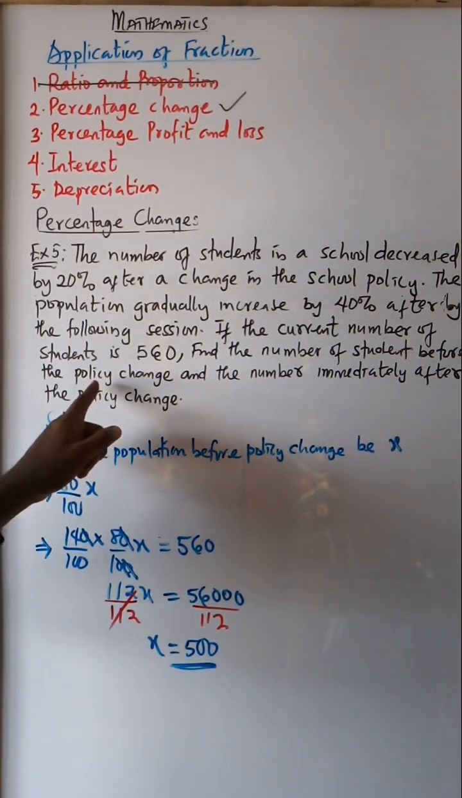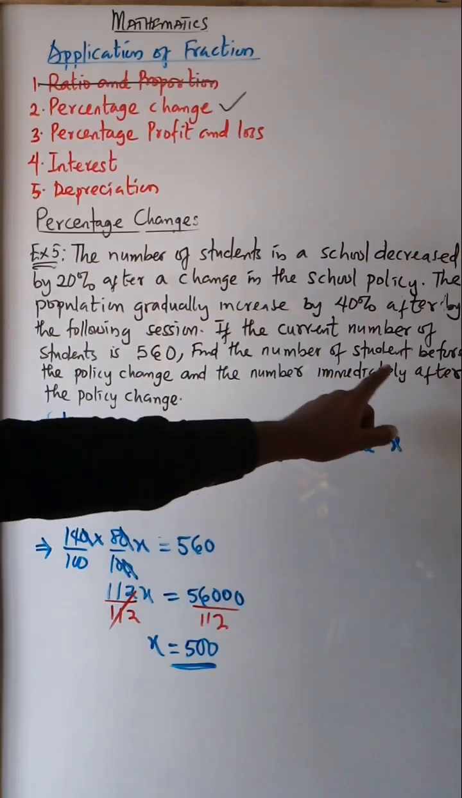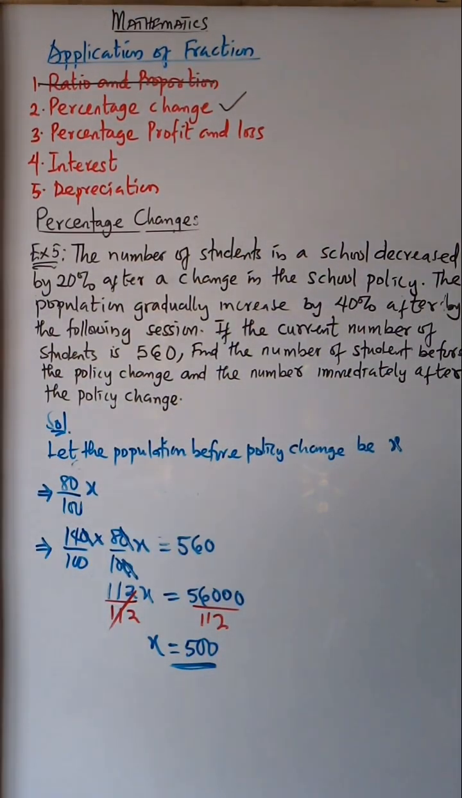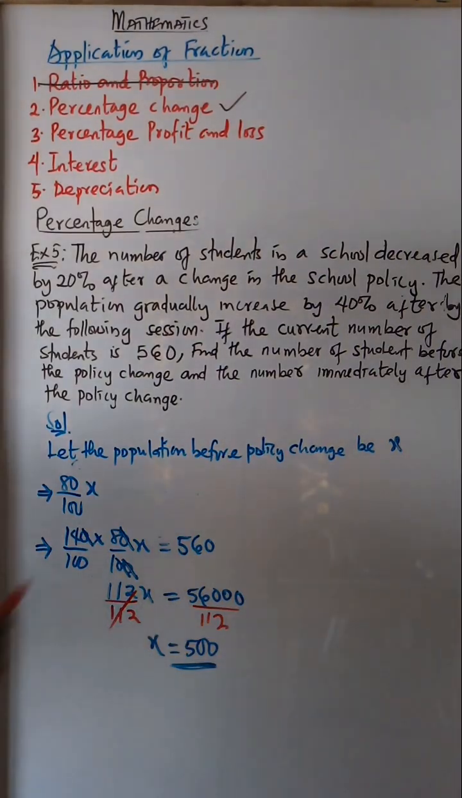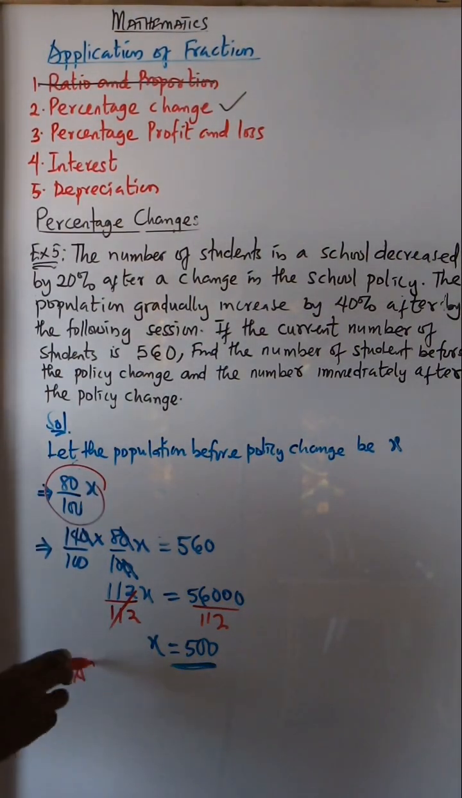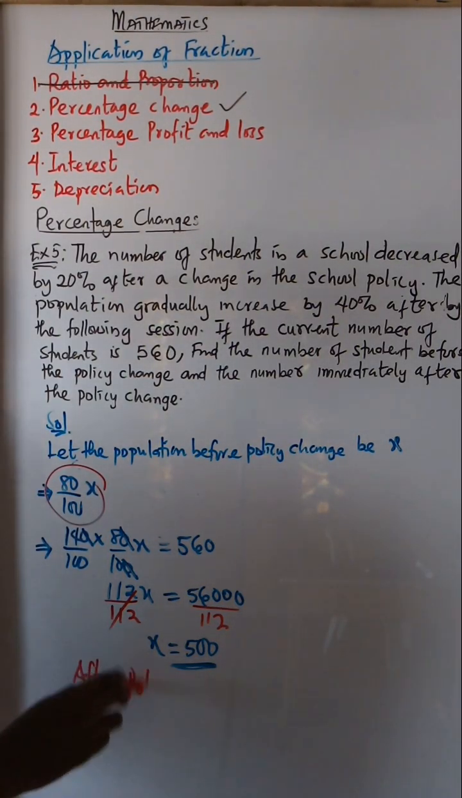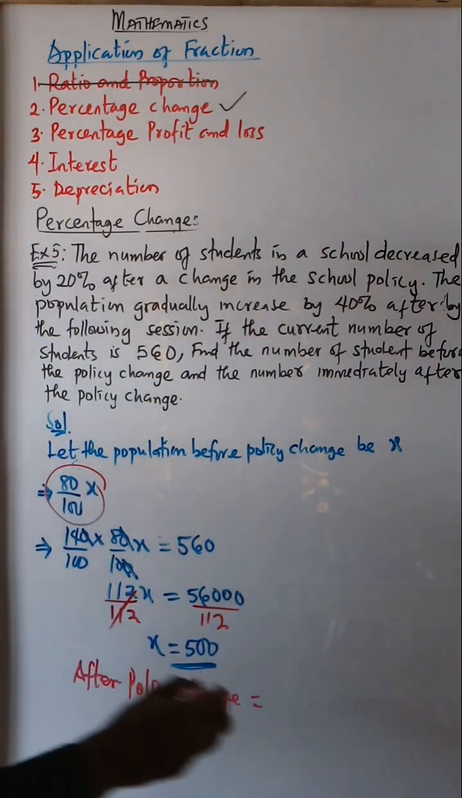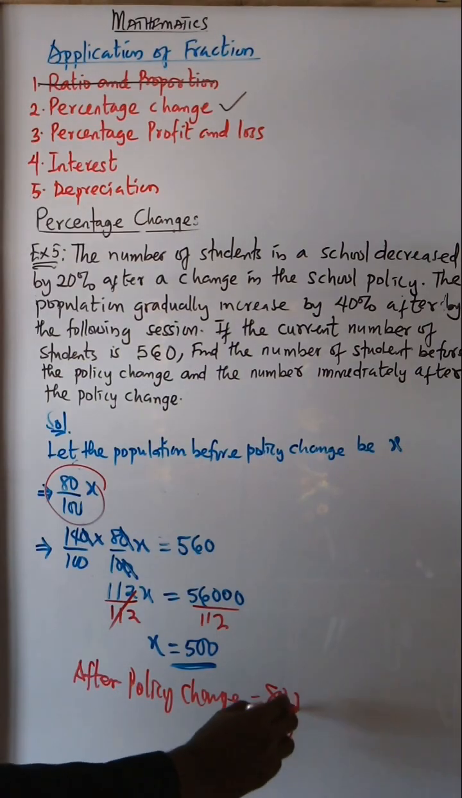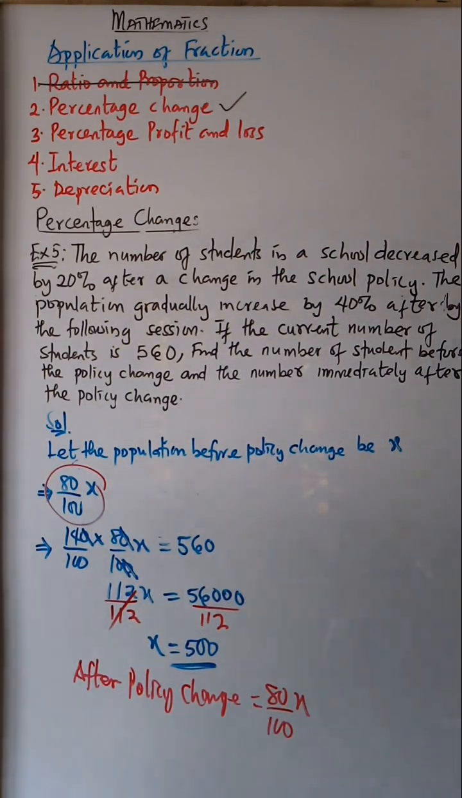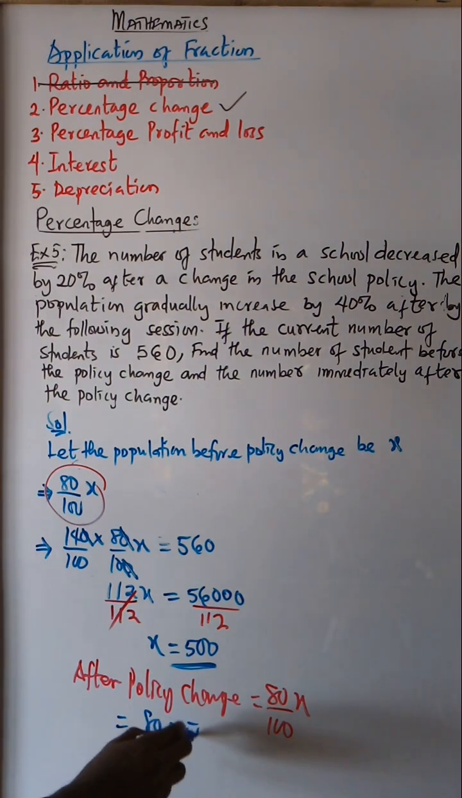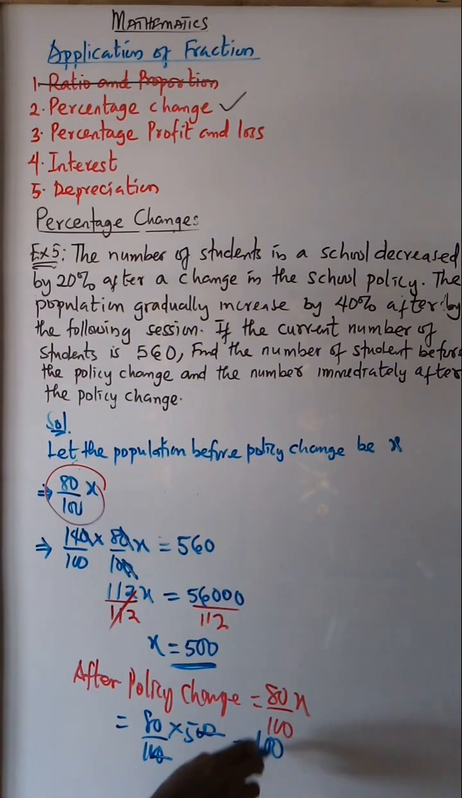Then that's the population before policy change. And the number immediately after policy change is this. After the policy change, the new number is 80 over 100 X. What is X? 500. So that's 80 over 100 times 500. 2 zeros, 2 zeros. 8 times 5 is 40, that's 400 students.